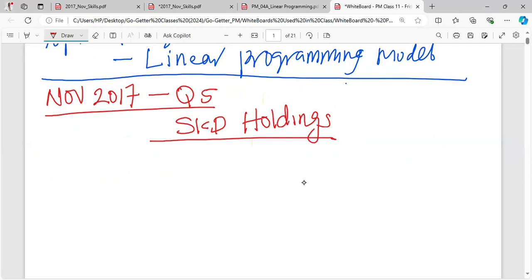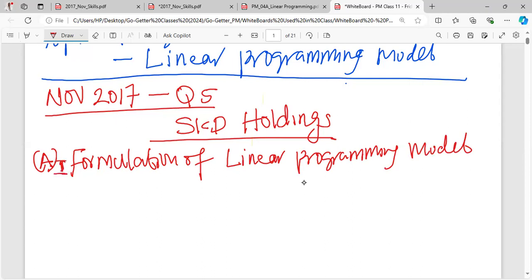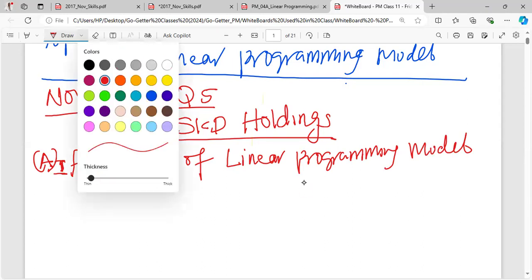Okay, so the A part here says formulation of linear programming model. So let me call this A1 because I intend to stretch this A. So let's call it A1.